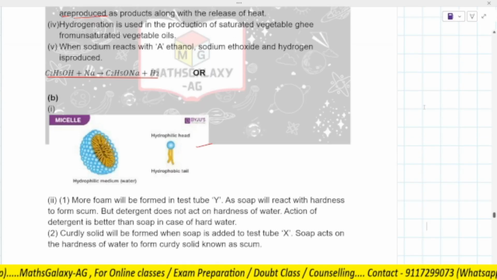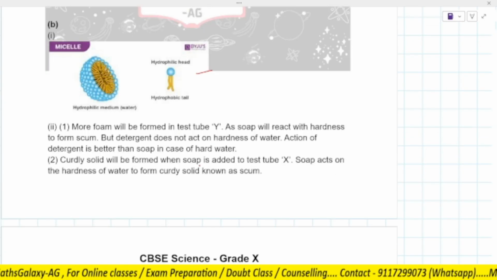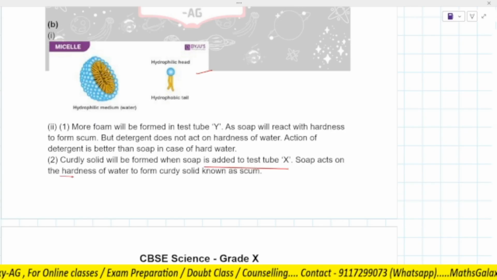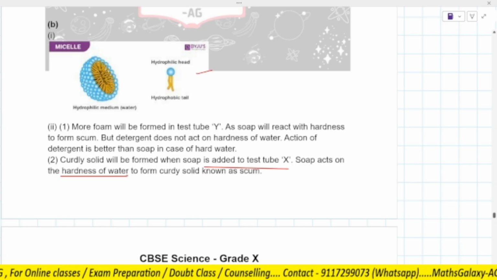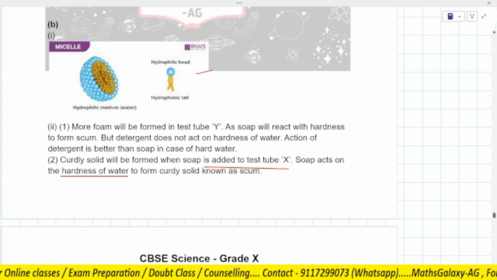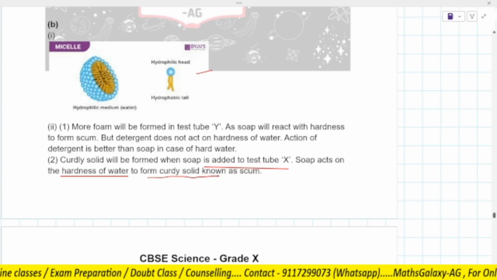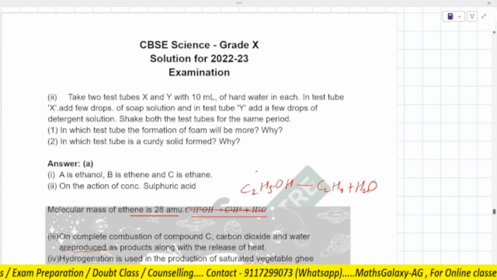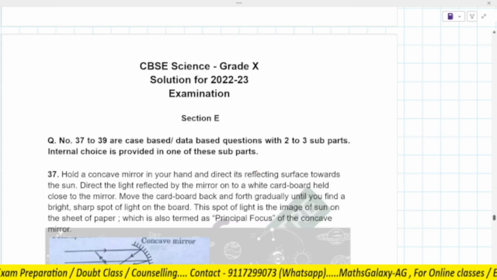Curdy solid will form when soap is added to test tube X. Soaps act on the hardness of the water, and this is the reason: it reacts with the hardness of the water to form curdy solid, which is known as scum. Is there any doubt?